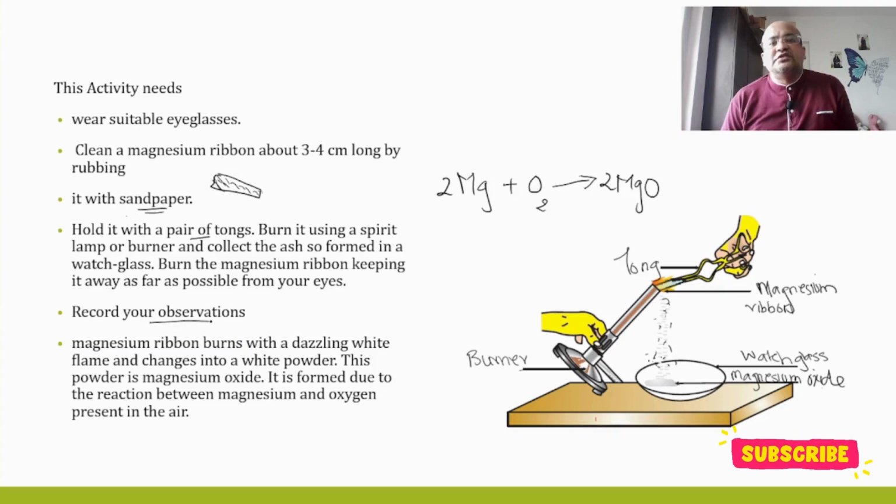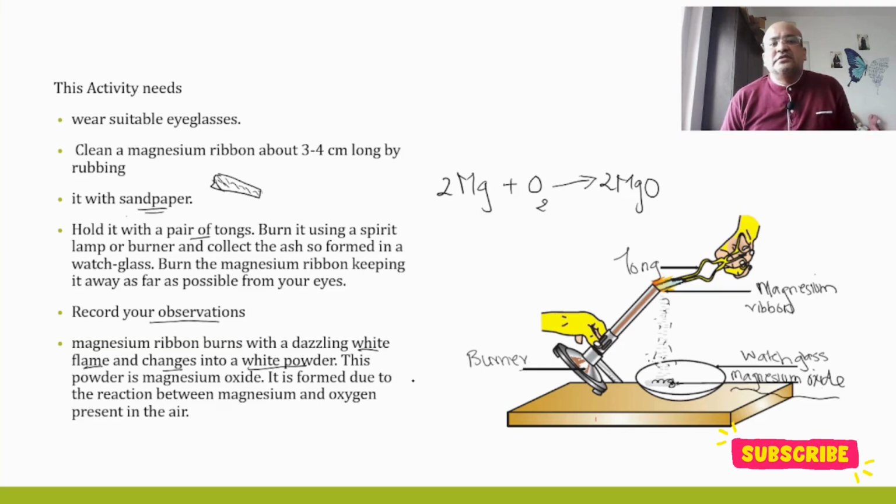Record your observations. Now let's see what observations you have recorded. Magnesium ribbon burns with a dazzling white flame and changes into a white powder. See here, a white powder you'll observe here. So this powder is my magnesium oxide. This is my magnesium oxide powder.